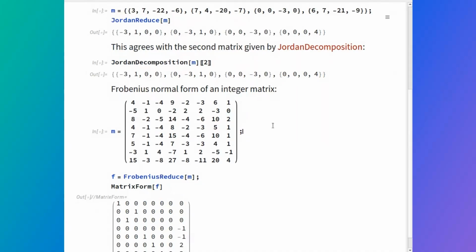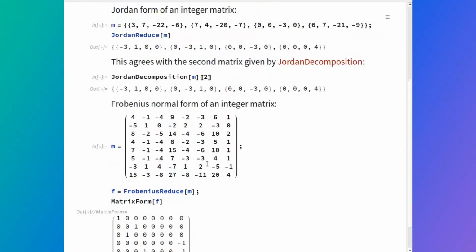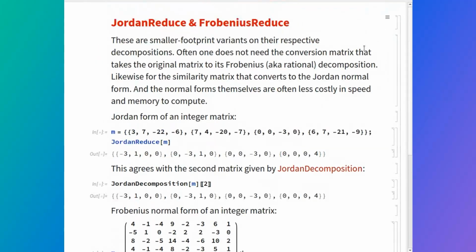Frobenius normal form, Frobenius reduce, same story. You get this. This is the Frobenius normal form for this particular matrix. And I could have shown that it's the same as what one gets from the second element of the Frobenius decomposition. Okay.